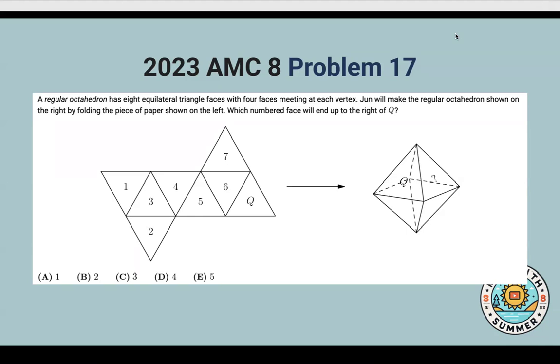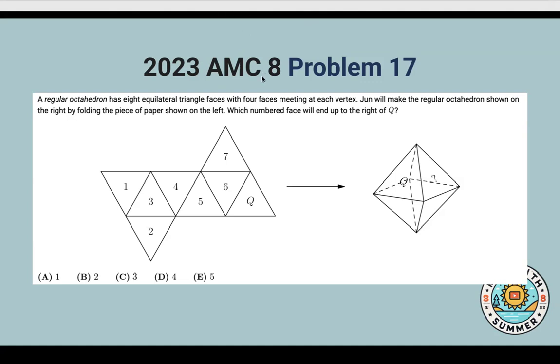So it says a regular octahedron has eight equilateral faces with four faces meeting at each vertex. June will make the regular octahedron shown on the right by folding the piece of paper shown on the left. Which numbered face will end up to the right of Q?